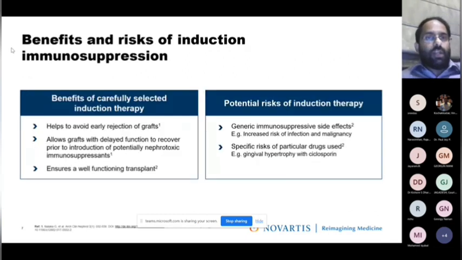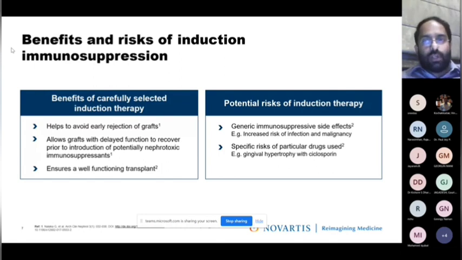Now, what are the benefits and risks of induction immunosuppression? Induction therapy helps to avoid early rejection of grafts, and in cases where there is a delayed graft function, it helps the graft to recover before the introduction of potentially nephrotoxic calcineurin inhibitors. You have some time when you are using this induction agent, and it also ensures a well-functioning transplant.